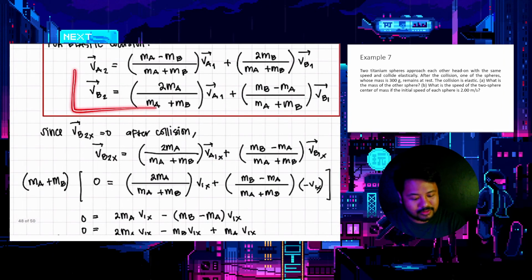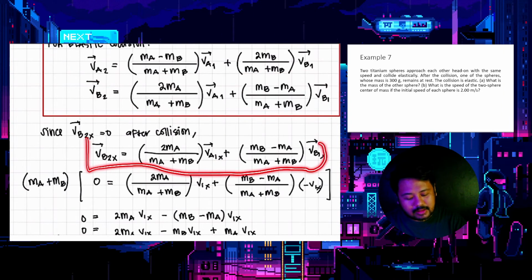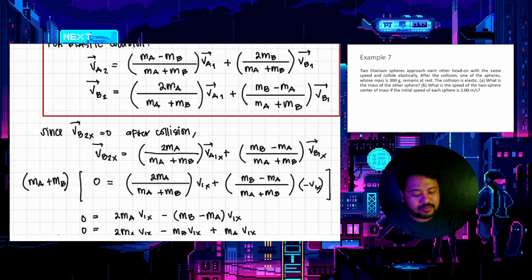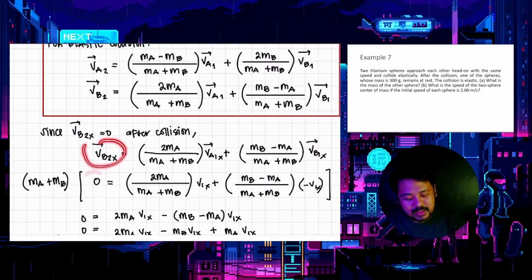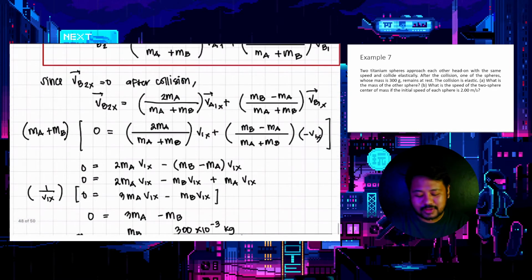We now have this one. We will use this equation. So we now have vb2x is equal to 2ma over ma plus mb times va1x plus mb minus ma over ma plus mb times vb1x. Note that vb2x is 0. And we already know va1x and vb1x. They're just v1x and negative v1x, because they are moving at the same speed but in opposite directions.